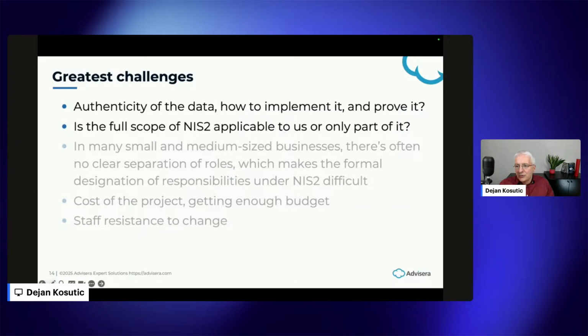Okay, is the full scope of NIS2 applicable to us or only part of it? I was showing you this table of the 18 sectors that need to be compliant with NIS2. If you are in any of these 18 sectors, then NIS2 laws will be fully applicable to you. There is no partial approach to it. Either you have to be fully compliant, or you do not have to be compliant.